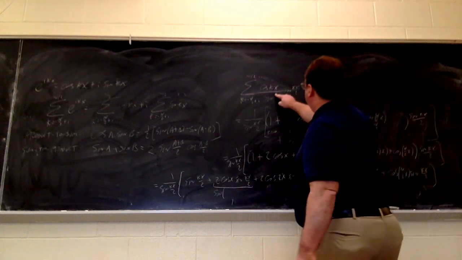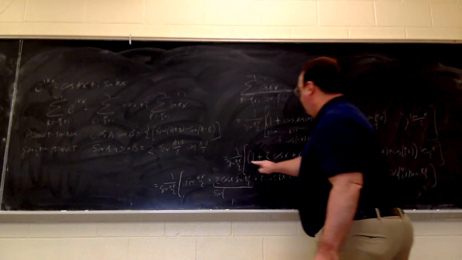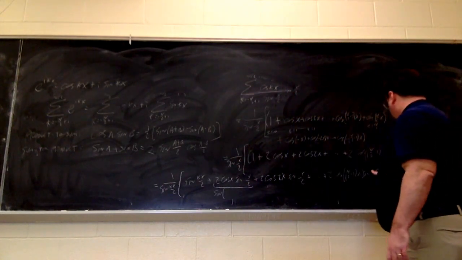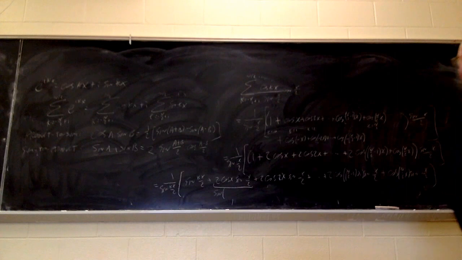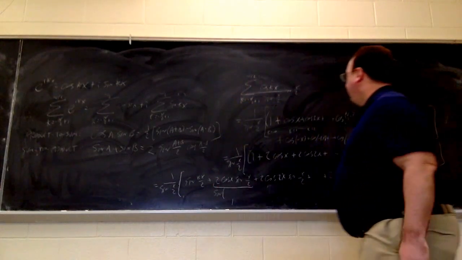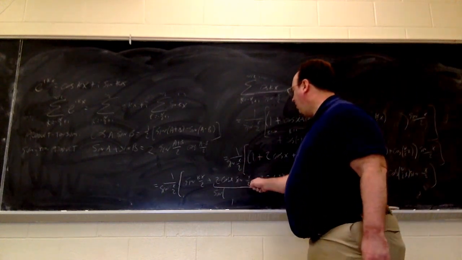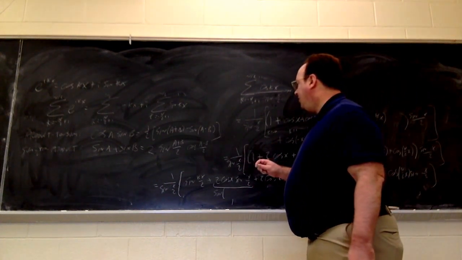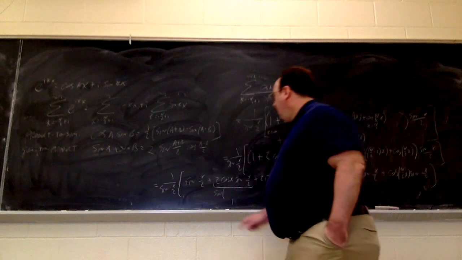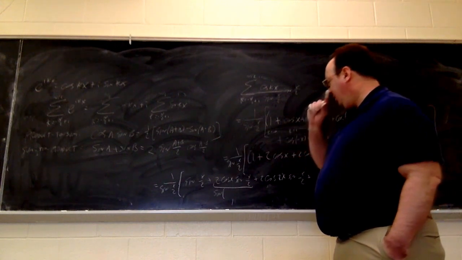Sorry, this k should not be here. It's just sine x over 2. But still cosine kx? No, that also is x over 2. Alright, so it's sine of these two arguments added together minus them, and that also is x over 2, minus sine of them subtracted. I'm going to write the subtracted one first.